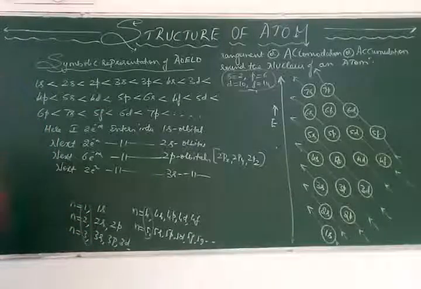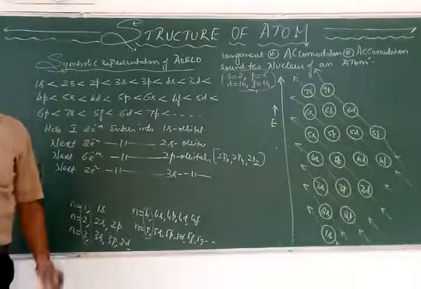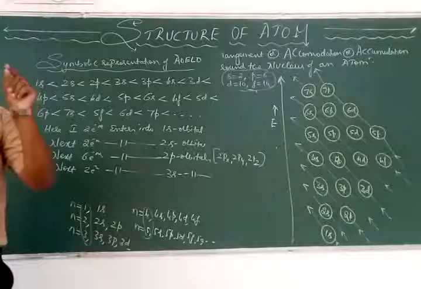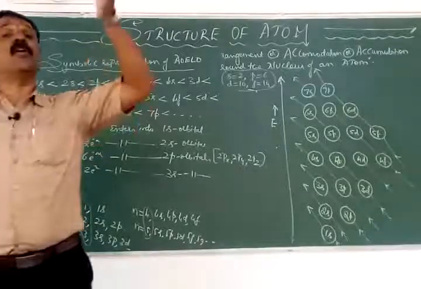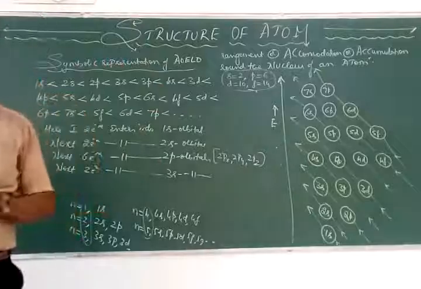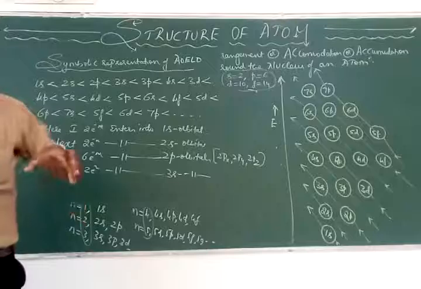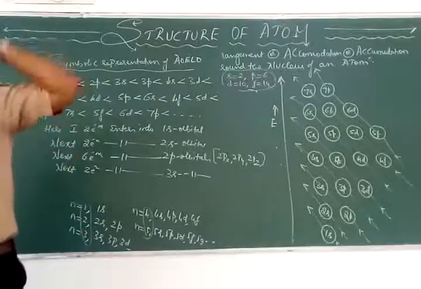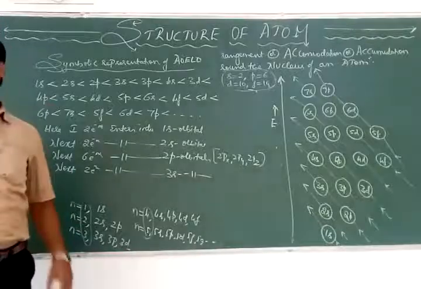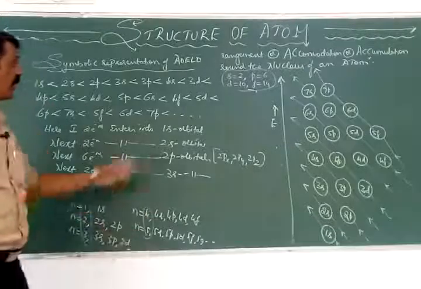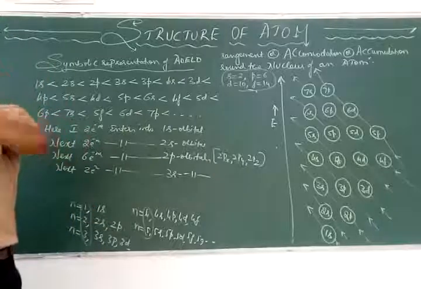energies, and that particular statement is called what principle? The Aufbau principle. What is the statement here? Electrons always enter the atomic orbitals in the increasing order of their energies. First the electrons enter the lower energy orbitals, then the higher energy orbitals, then further higher energy atomic orbitals. Then how do we know the energy of those atomic orbitals? That is done by a diagram, and that diagram is called the atomic orbital energy level diagram.